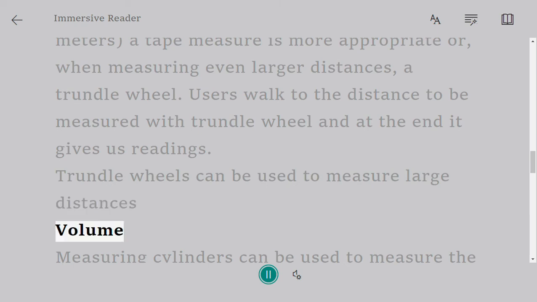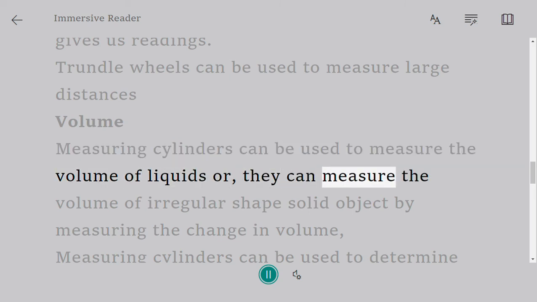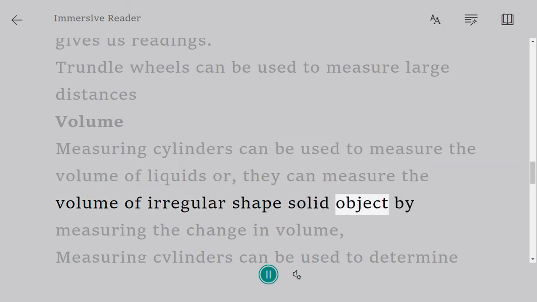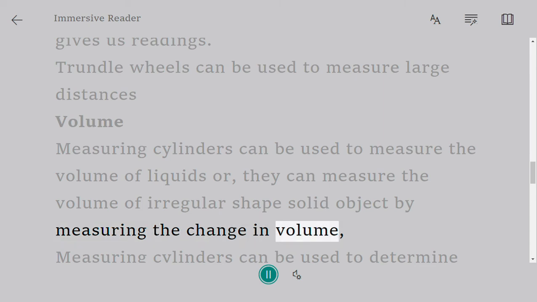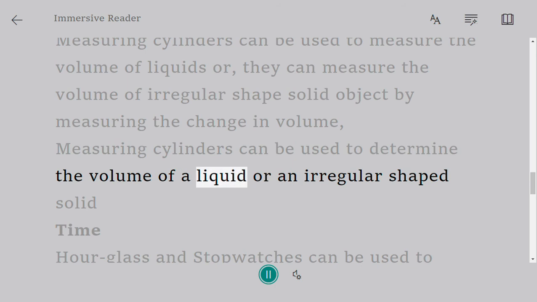Volume. Measuring cylinders can be used to measure the volume of liquids, or they can measure the volume of an irregular-shaped solid object by measuring the change in volume. Measuring cylinders can be used to determine the volume of a liquid or an irregular-shaped solid.